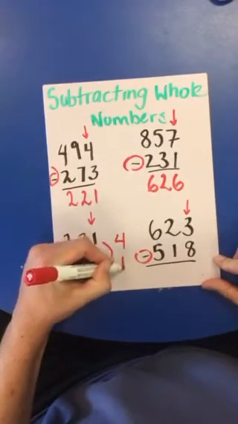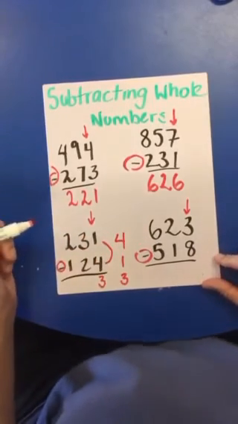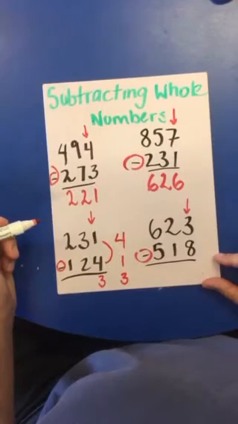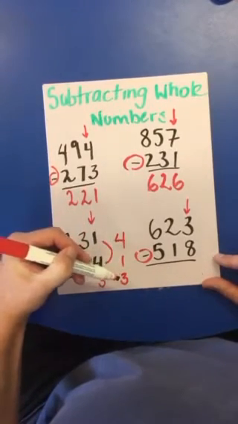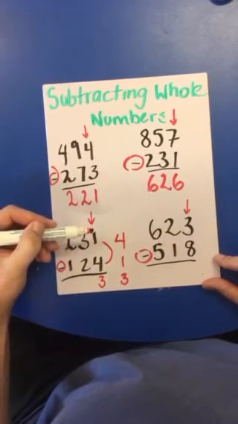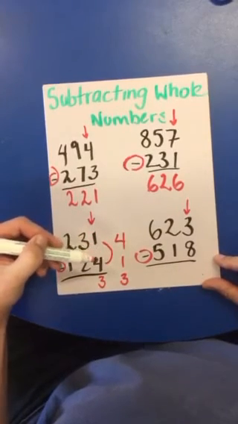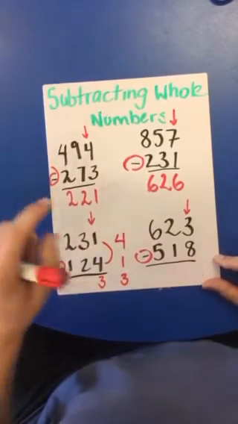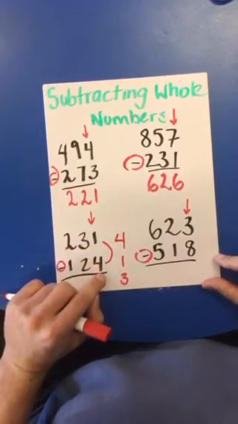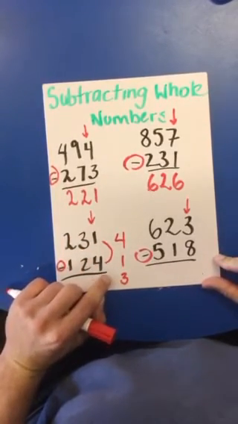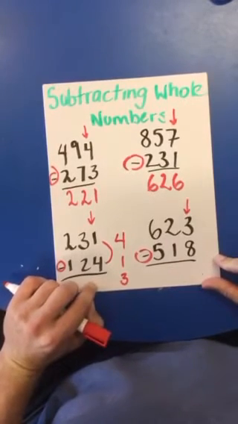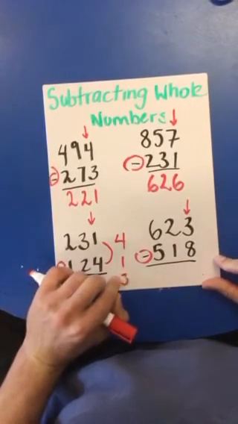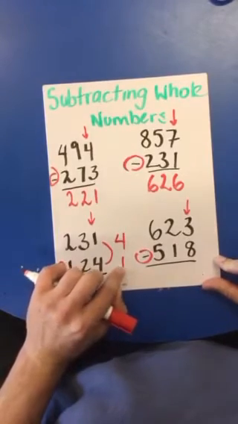That is 4 minus 1 equals 3. And that's different to this. This is 1 minus 4. And when that happens, we have to borrow because the top number is smaller than the bottom number.